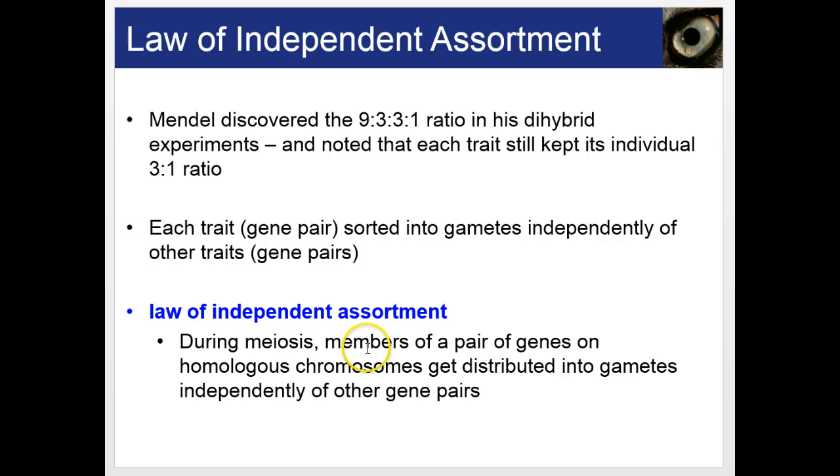That's his law of independent assortment, meaning during meiosis, that's gamete making, members of a pair of genes on homologous chromosomes get distributed into gametes independently of the other gene pairs. Again, the gene for purple has no effect on the gene for white. Or excuse me, the gene for tallness.